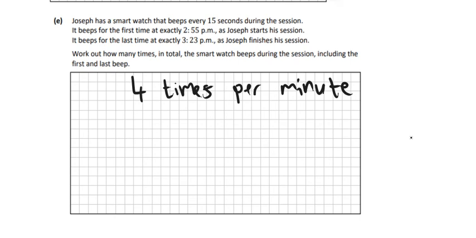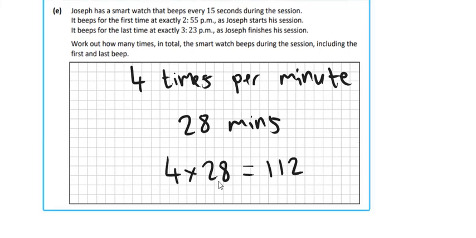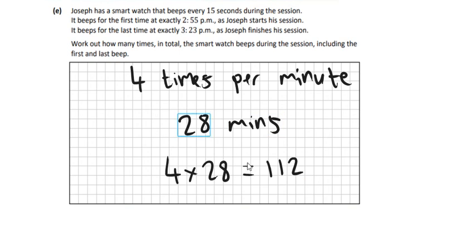And you can work out how many minutes there is. If it starts at 2:55 and finishes at 3:23, well, it'll be 5 minutes till 3 o'clock, and then another 23 afterwards. So 5 and 23 is 28 minutes. So you've got 28 minutes altogether, and it beeps 4 times per minute. So we do 4 times 28. So 4 times 28 is 112. So that's how many times over the 28 minutes.